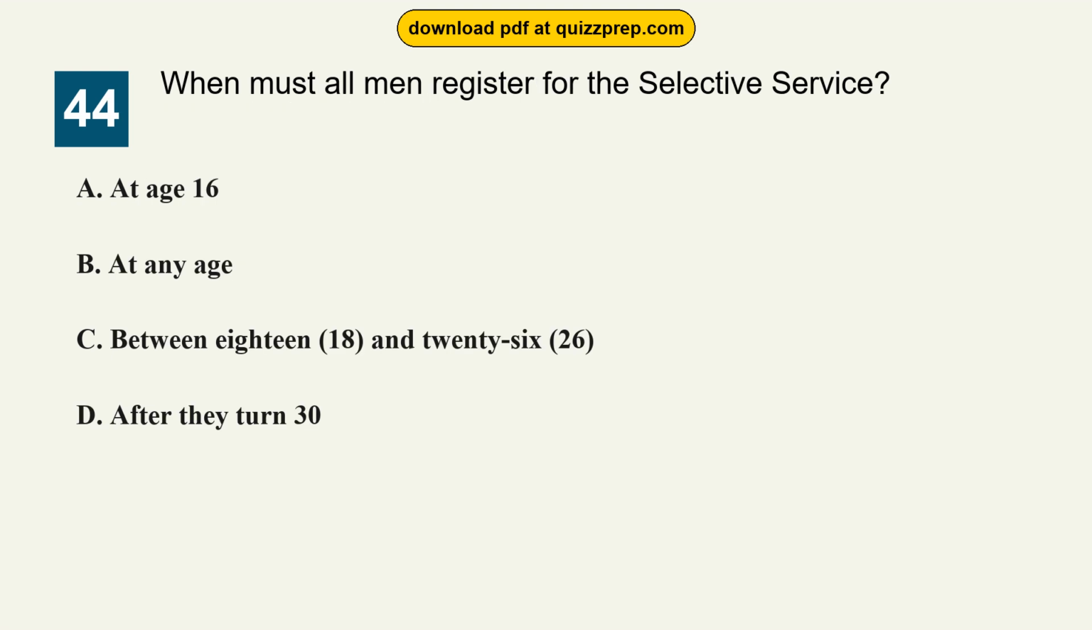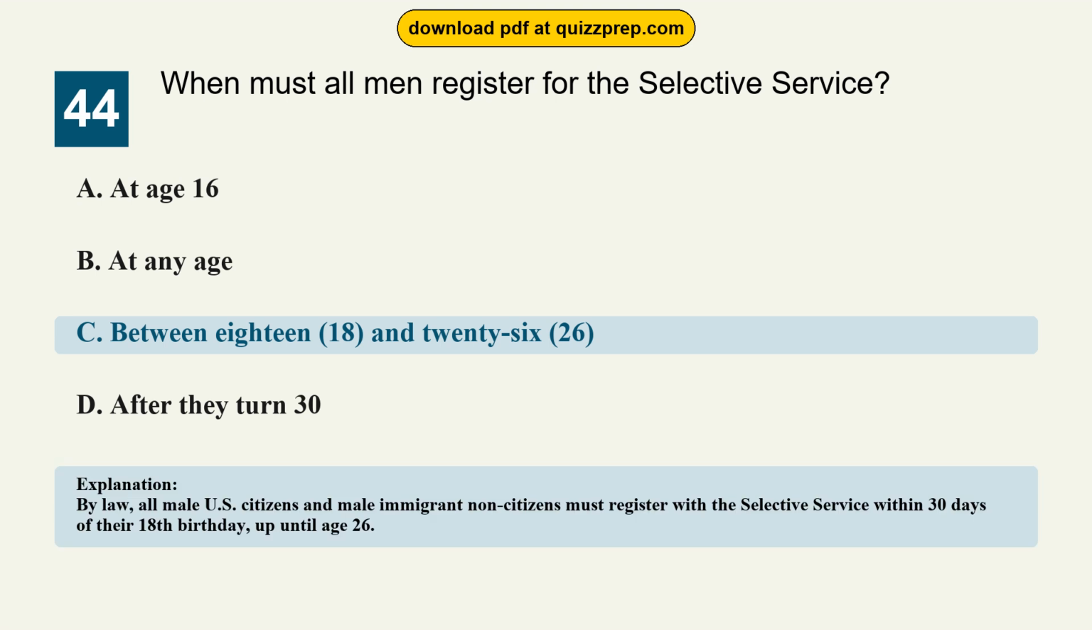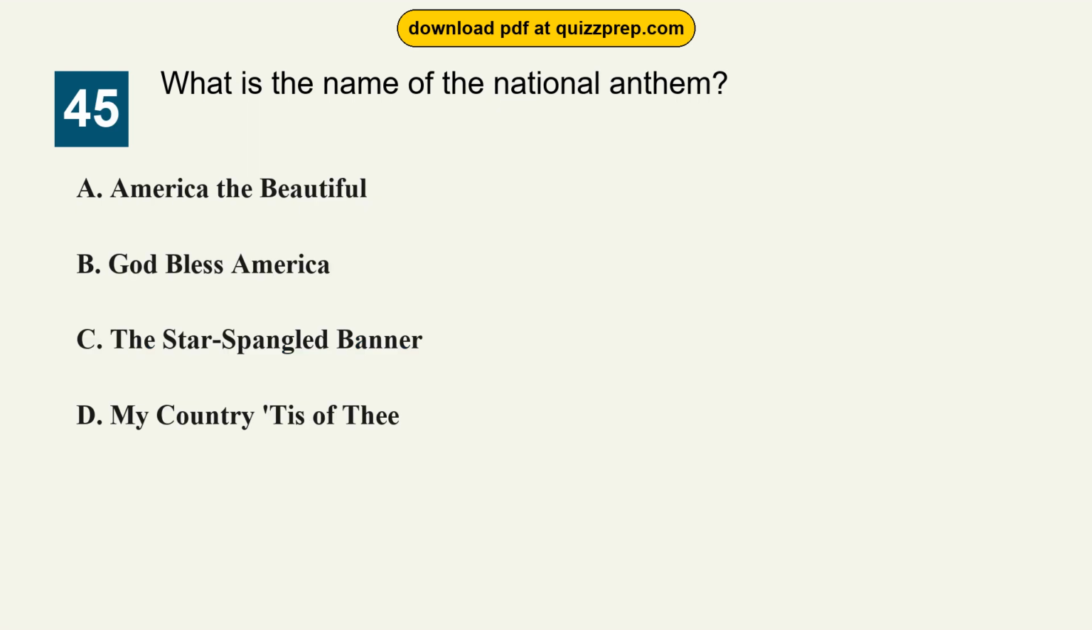Question 44. When must all men register for the Selective Service? Option A, at age 16, option B, at any age, option C, between 18 and 26, option D, after they turn 30. The correct answer is option C, between 18 and 26. By law, all male U.S. citizens and male immigrant non-citizens must register with the Selective Service within 30 days of their 18th birthday, up until age 26.